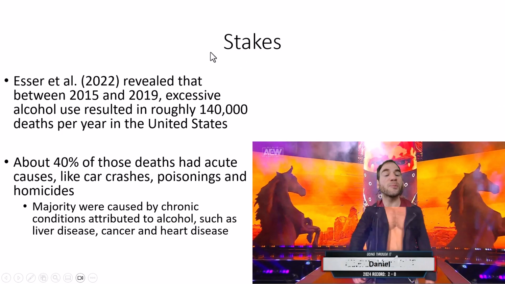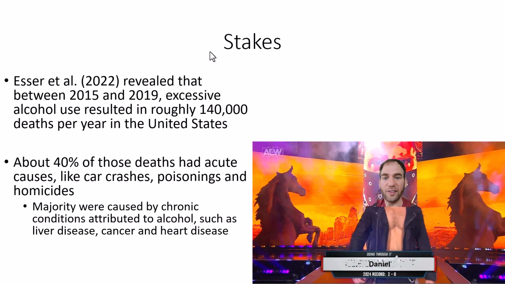Moving on to the United States specifically, Esser in 2022 revealed that between 2015 and 2019, excessive alcohol use resulted in roughly 140,000 deaths per year in the United States. About 40% of those deaths had acute causes, such as car crashes, poisonings, and homicides. The majority were caused by chronic conditions attributed to alcohol, such as liver disease, cancer, and heart disease. So this is a pretty large number, generally ranked in the top 5 sources of mortality, depending on the year, higher ranking in that top 5. So pretty large number here.